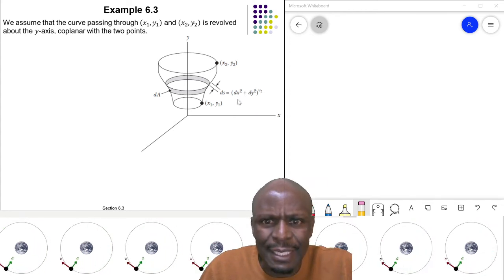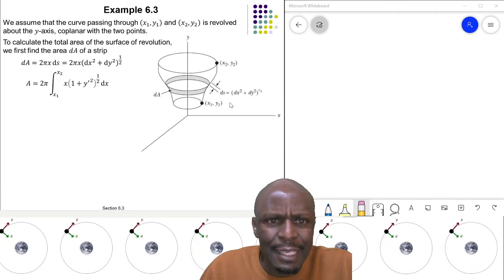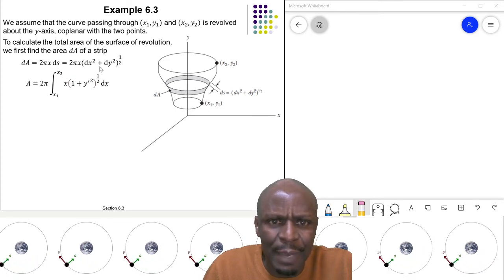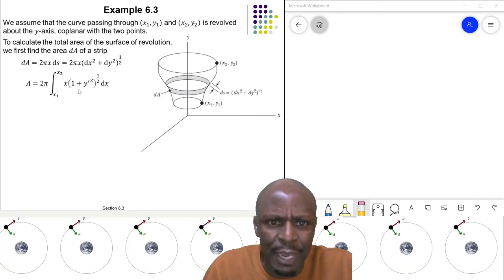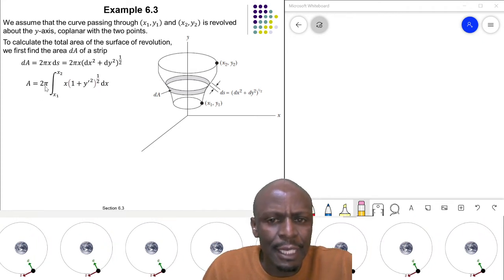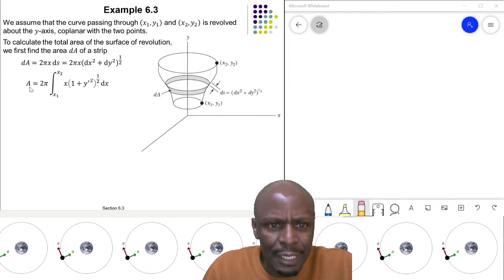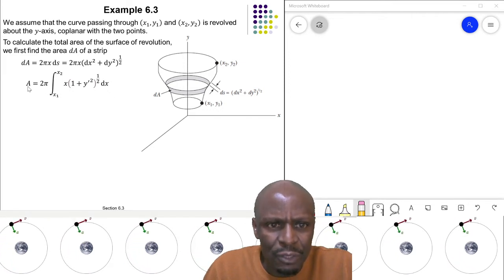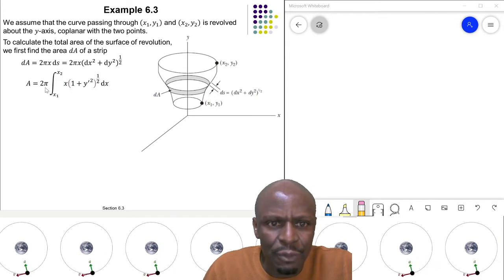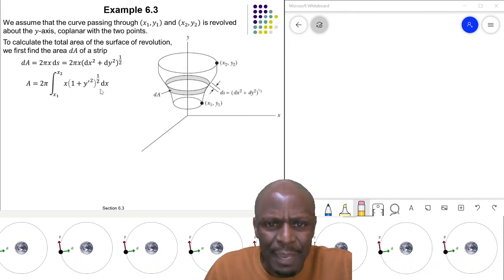But now, what is dA? The dA is actually given by 2 pi x ds, and we know what ds is. It is just given by this, which can also be simplified to this, and the 2 pi can be taken outside the integral. Now, in order to get the total area, you integrate this, and the total area will be given by this equation.